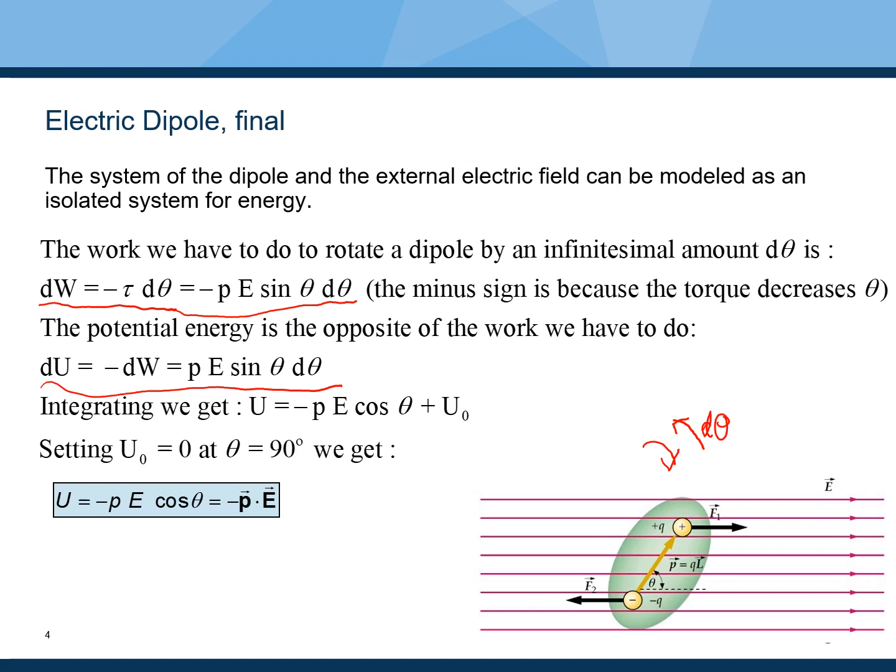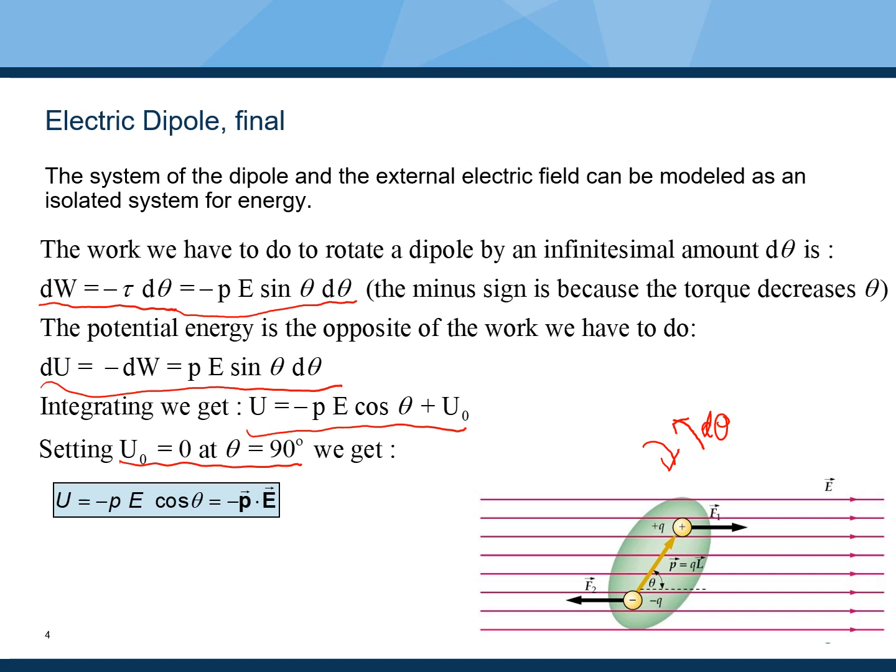And so the integral of sine theta is minus cosine theta, and so we obtain the potential energy as being given by minus P times E times cosine theta plus some integrating constant u0. Now we can easily take care of the integrating constant by saying that u0 is equal to 0 when theta is equal to 90 degrees. Okay?